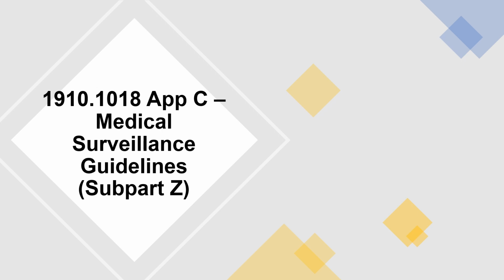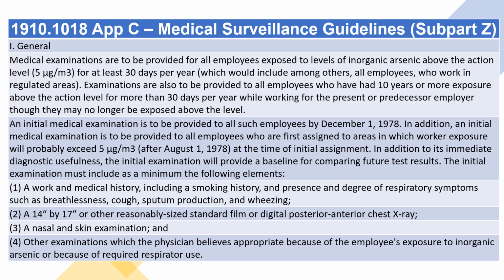1910.1018 Appendix C. Medical Surveillance Guidelines. I. General. Medical examinations are to be provided for all employees exposed to levels of inorganic arsenic above the action level, 5 micrograms per cubic meter, for at least 30 days per year, which would include, among others, all employees who work in regulated areas.